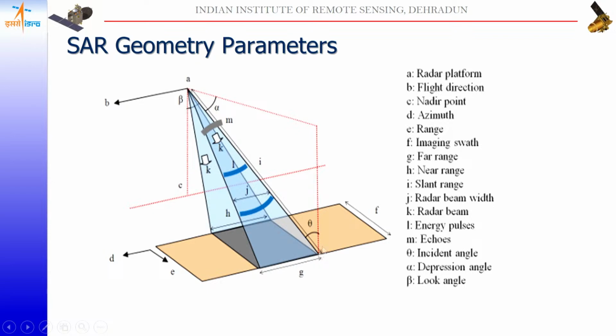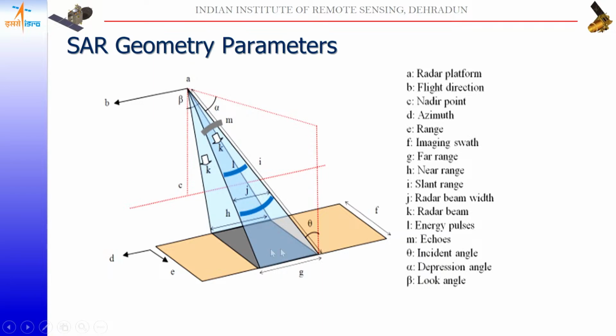So what is the incident angle? This is the target plane. This is the normal to the surface. The angle the range vector makes with respect to the normal to the surface is called the incident angle. And what is the look angle? Look angle is the angle the range makes with respect to the nadir line. This is called the look angle.